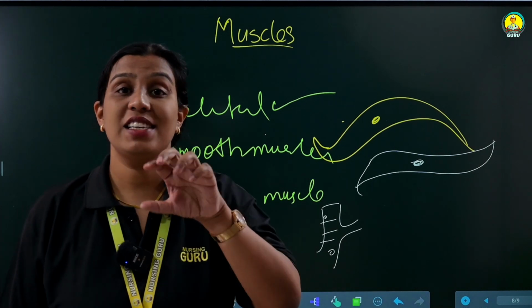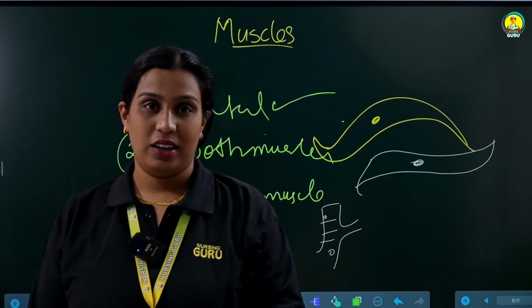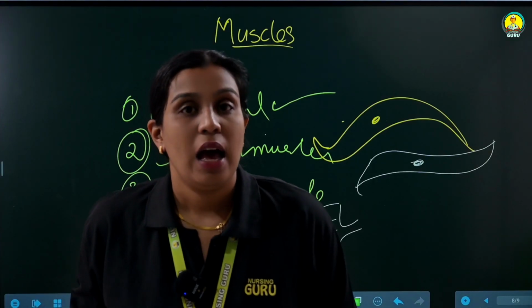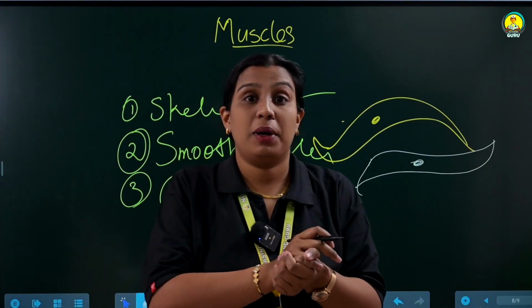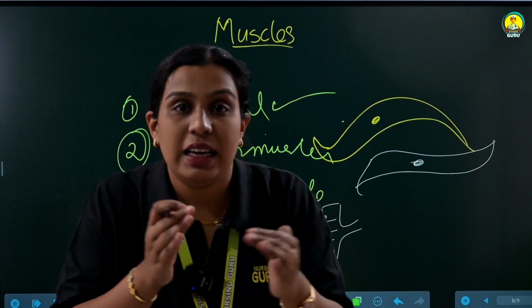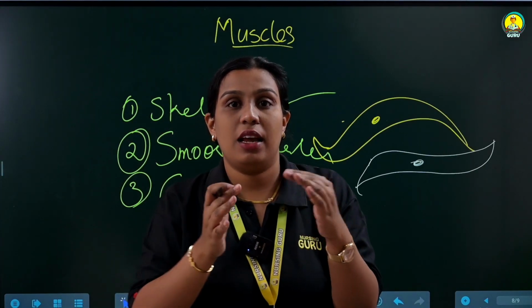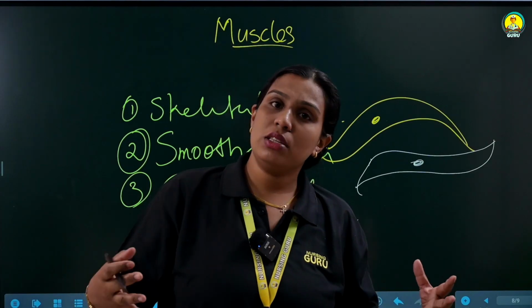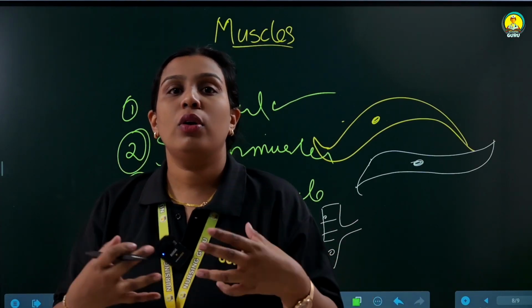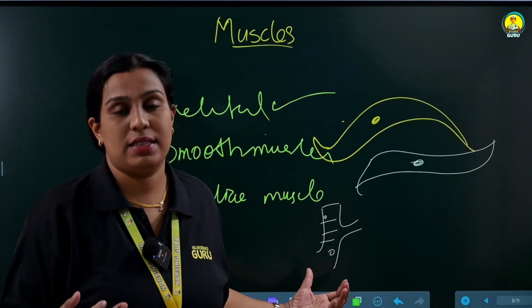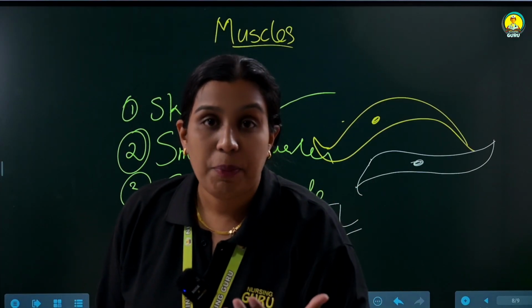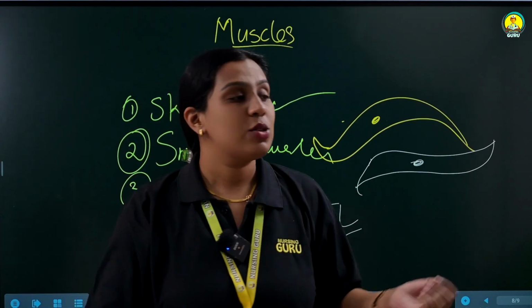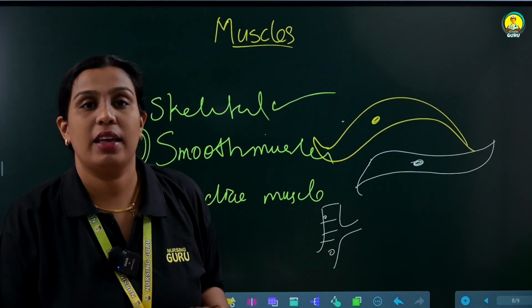Cardiac muscles, the location is found only in the heart. The control, definitely that is involuntary. Appearance means it is striated, but it is branched with intercalated discs, which means there is a connection between the cells. Nucleus, usually one or more nuclei present in one cell. What is the function? It pumps blood continuously throughout the body. Clear? So that is the main function of the cardiac muscle.